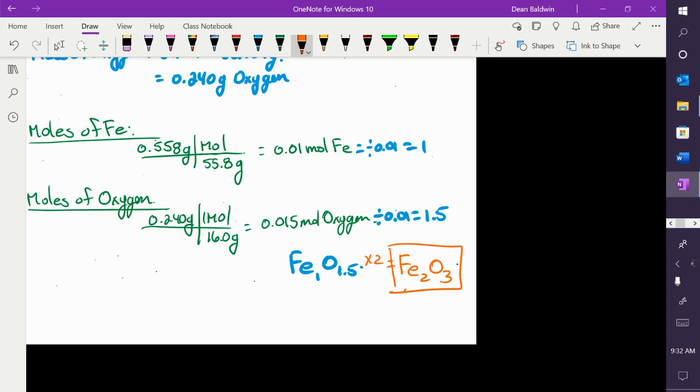So this is an empirical formula question with one little extra wrinkle. It's got all the crucible data, right? So the raw data from the experiment. The other thing I asked for is what is the name of this compound?